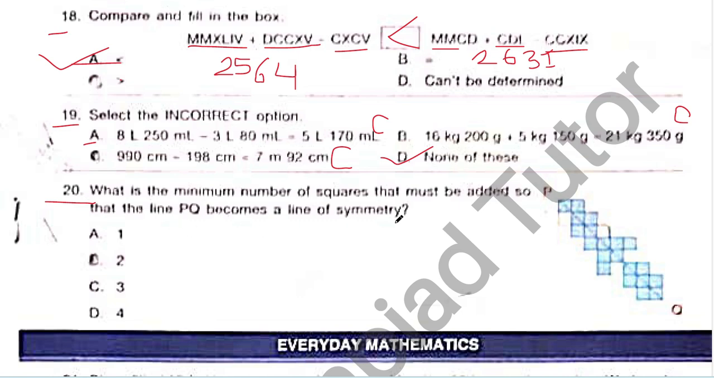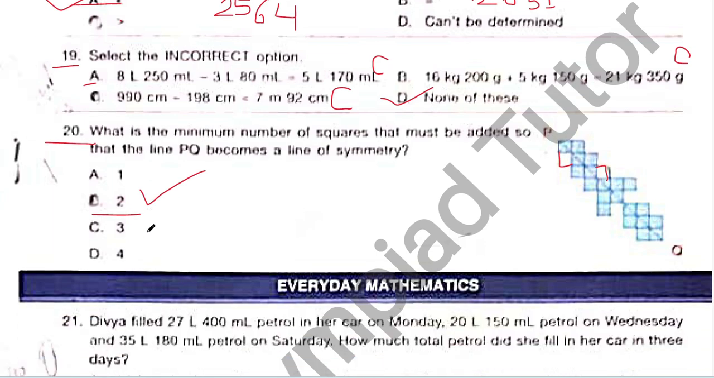Question 20 here is, minimum number of squares that must be added so that PQ becomes a line of symmetry. So this is line PQ as given in the figure. The question is minimum number of squares that must be added. So we should add one square here to make it symmetric, and then one square here to make it symmetric, and rest all, as we can check, the figure is symmetric. So only these two squares are needed to make it symmetric. So it is option B, that is 2 squares should be added.